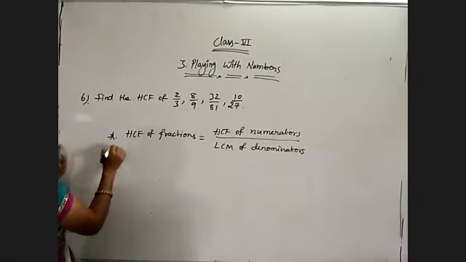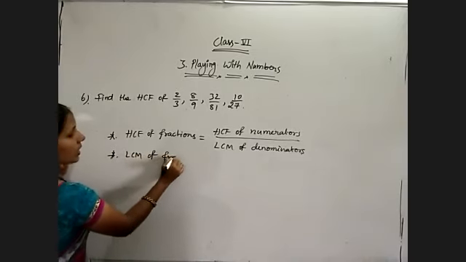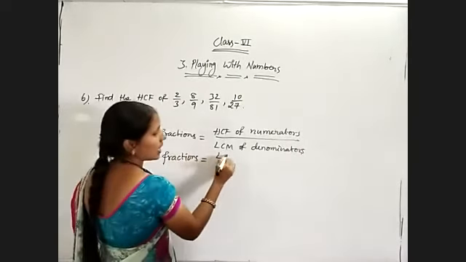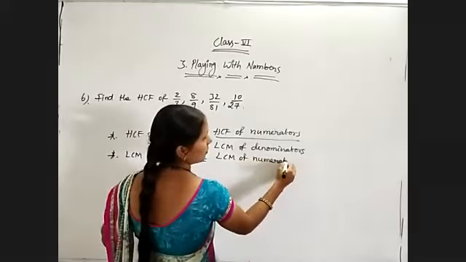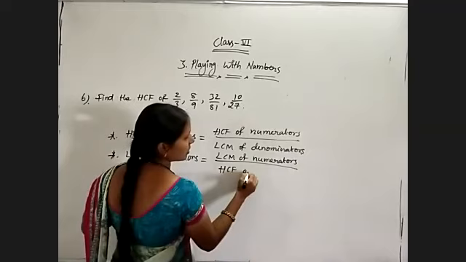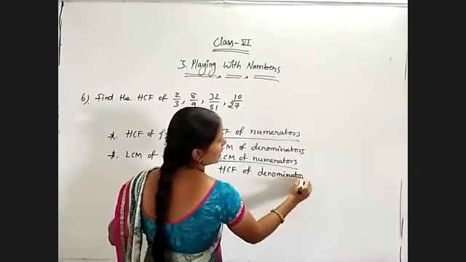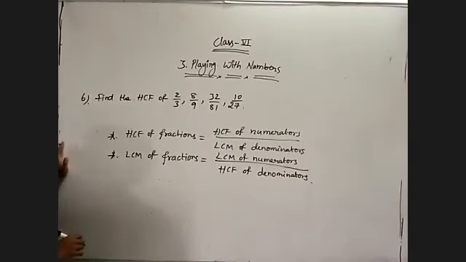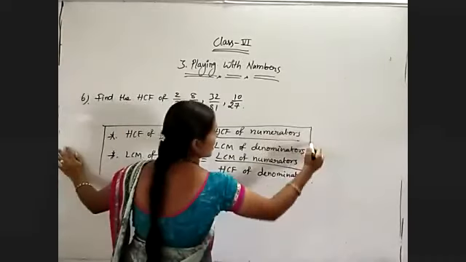And for the LCM of fractions we also have a formula. If instead of HCF they ask for LCM, in that case it is LCM of numerators by HCF of denominators. So these are the two formulas which we didn't finish in our textbook. So I am giving some extra examples. These are the formulas you must remember.